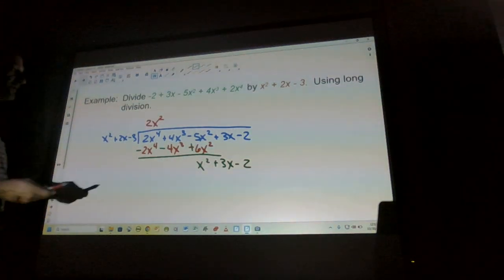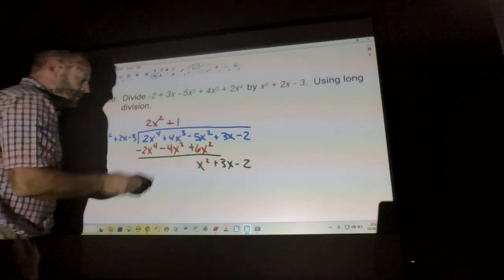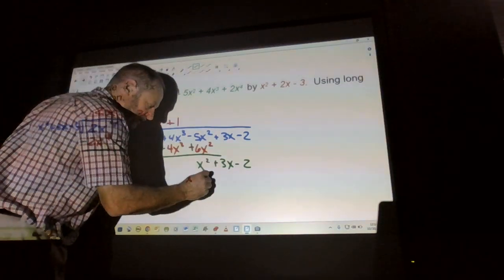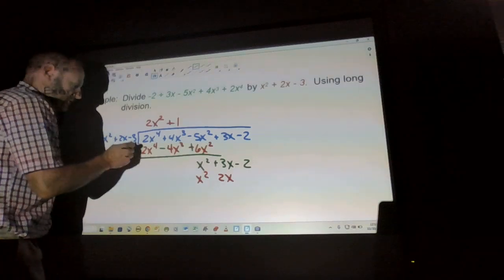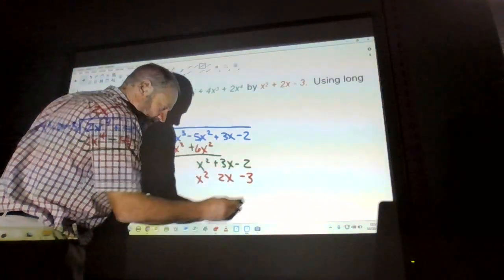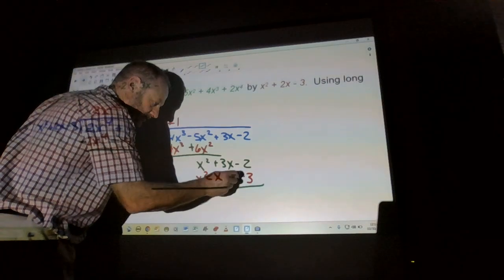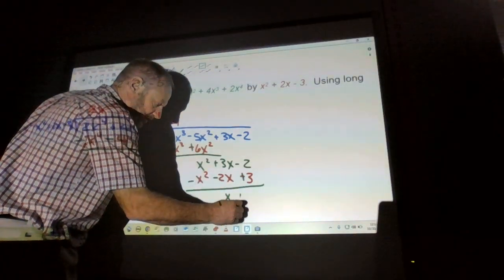Now, what do I got to multiply x squared by to get x squared? How about 1? 1 times x squared is x squared. 1 times 2x is 2x. 1 times negative 3 is negative 3. Then remember, I'm going to subtract this. And I'm going to get x plus 1.